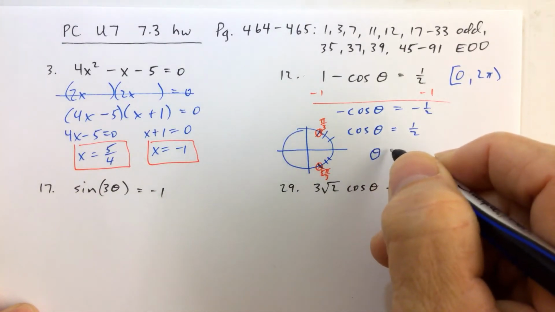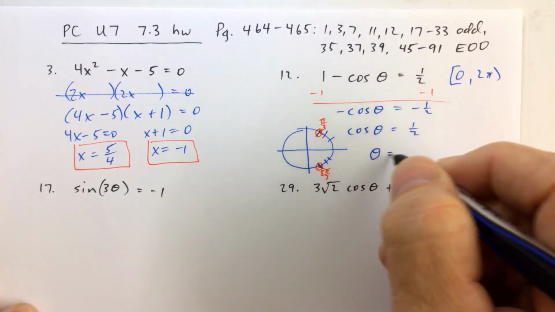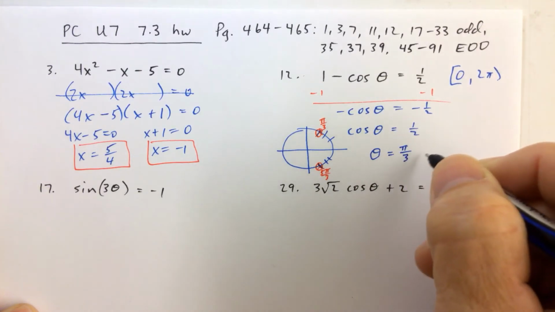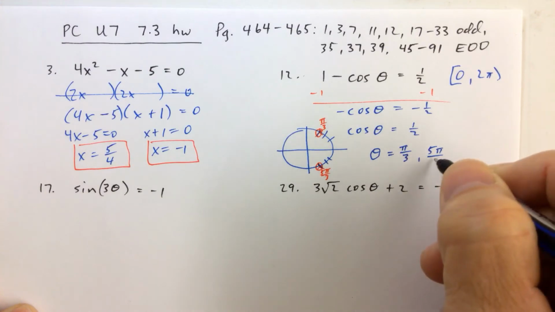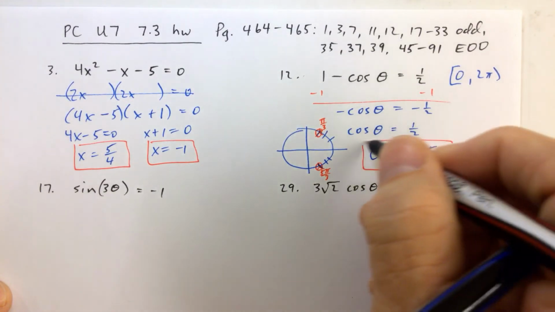So therefore, since the cosine of these two angles is equal to 1/2, we say that the solution on the interval from 0 to 2 pi is the angle pi over 3 as well as the angle 5 pi over 3. There you go.